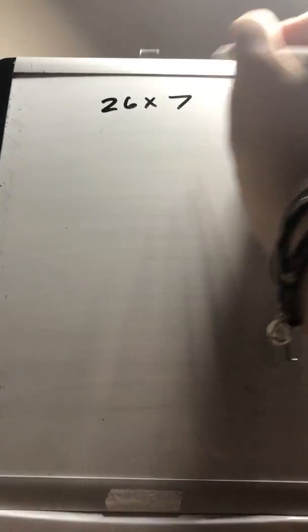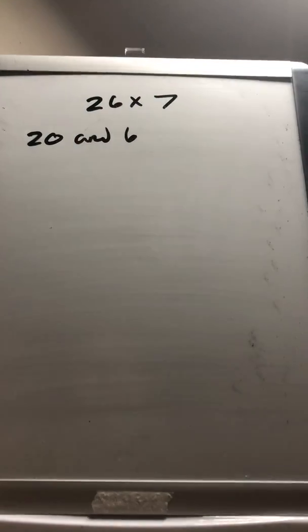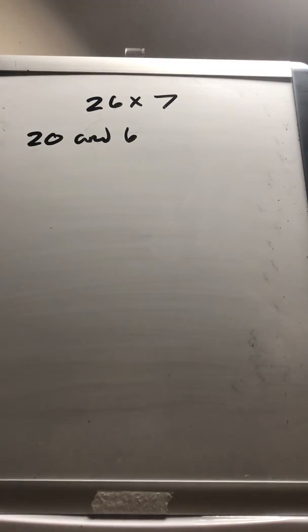So starting off, we're just going to have a simple multiplication problem. We're going to do 26 times 7. Now, with this, in order to properly do an area model, the concept is to break down the numbers into tens and ones. So right here we have 26. Instead of leaving that 26, we're going to break it down into a 20 and a 6. And since the 7 is already in its ones place, we don't need to do anything with that.